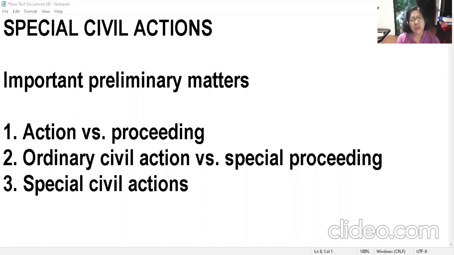Now, when you're talking of special proceedings, you're not referring to any cause of action. Why? Because a special proceeding has no cause of action. What there is that the petitioner would like to seek the establishment of a status, a right, or a particular fact. So an example that I usually give here would be guardianship.